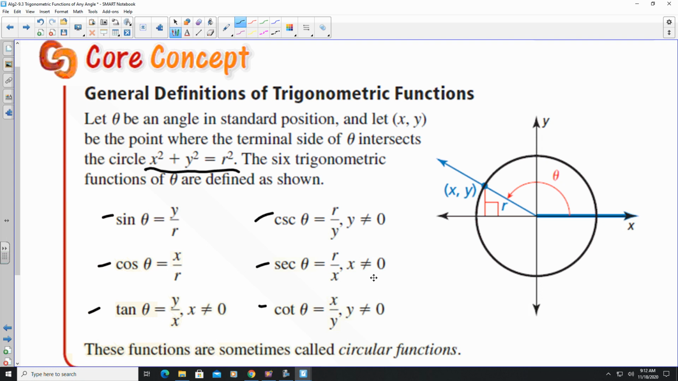So sine is y over r. Cosine is x over r. Tangent is y over x, and then cosecant, secant, and cotangent are just the reciprocals of sine, cosine, tangent, respectively.